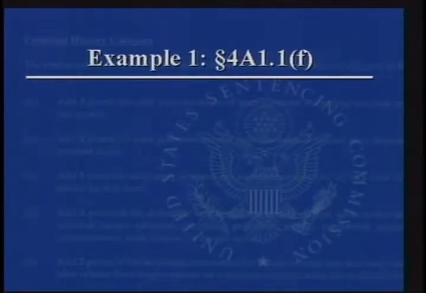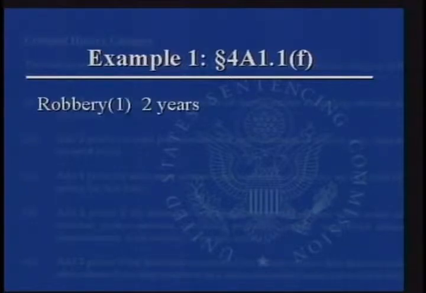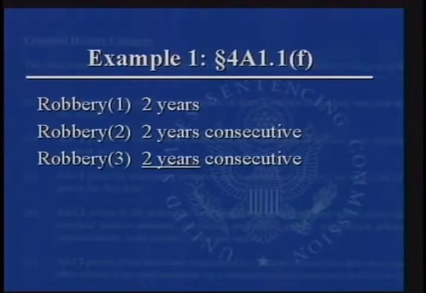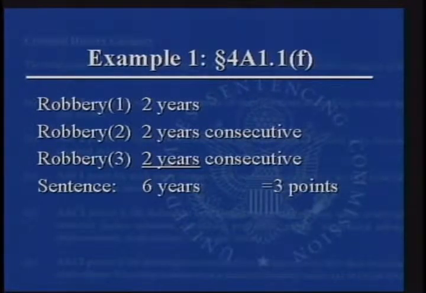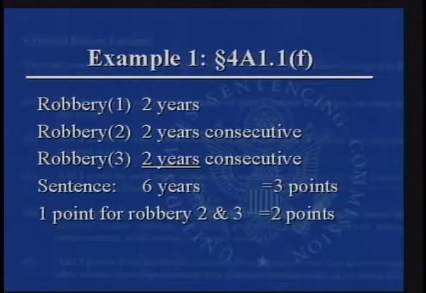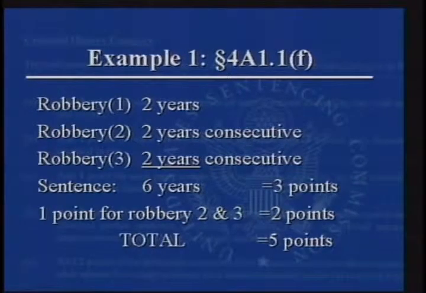So in this situation, we have 3 robbery convictions or sentences, again, prior sentences with 2 years imposed on each count, and you can see the second count and the third count have consecutive terms imposed. So the total amount of time imposed by this court would be 6 years. Well, you can assign 3 points to the first robbery conviction because it obviously exceeds 13 months, as Debbie had indicated earlier. So then we add an additional point for each of the two, the second and third robbery, for a total of 2 points. So the grand total in this situation would be 5 points.